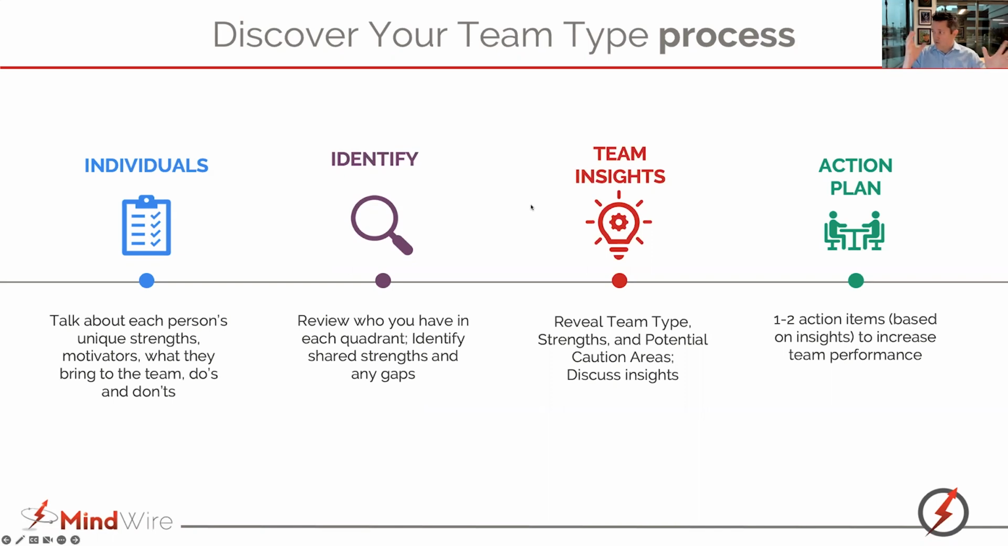So this is the first part, discover our team, right? Who are we as individuals? What is our team type? Where do we have a lot of strength? Where do we have some cautions? And then let's take an action that would help this team function more effectively together. That's part 1. And that's usually about a 4-hour session to do that in person with a team.